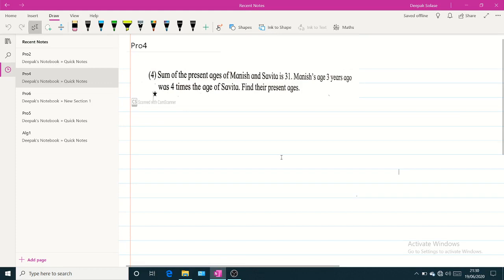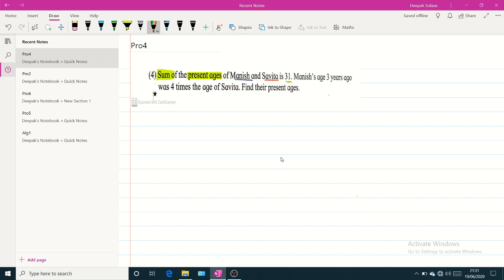Now we have the next problem of problem set 1, and out of that we are talking about the fourth problem. So this is problem number 4. What exactly is mentioned in the problem? Let's read it first. The sum of the present ages of two persons, the first is Manish and the second is Savita, is equal to 31.